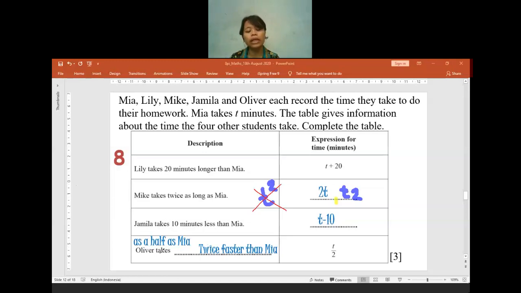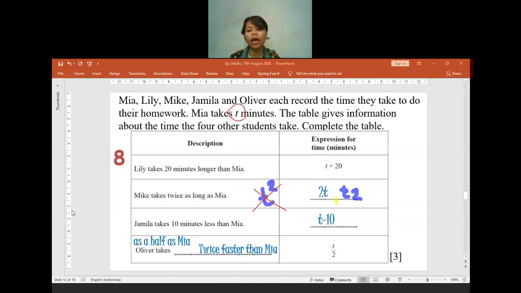And then for the next one, we have the expression which is t divided by 2. So you can say it is twice faster, or you can say a half as Mia, something like that, also okay. But we cannot say it is a half an hour because we don't know the time. Read the question properly.